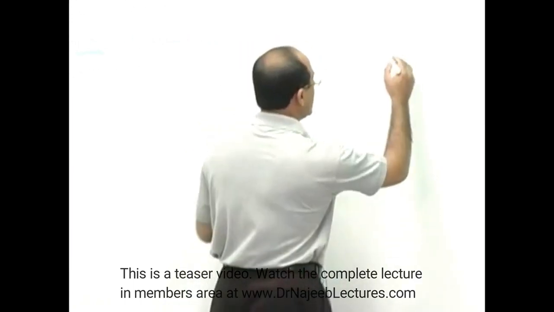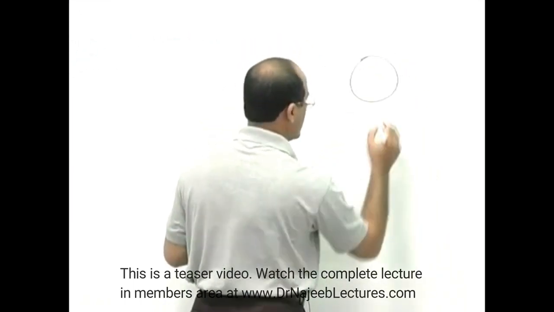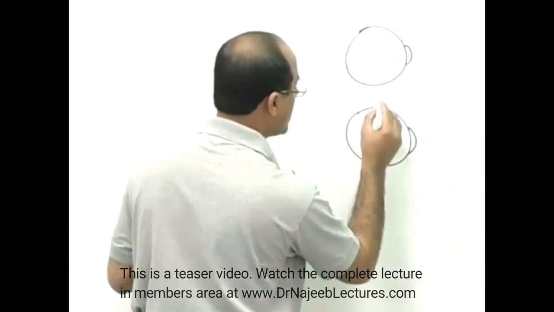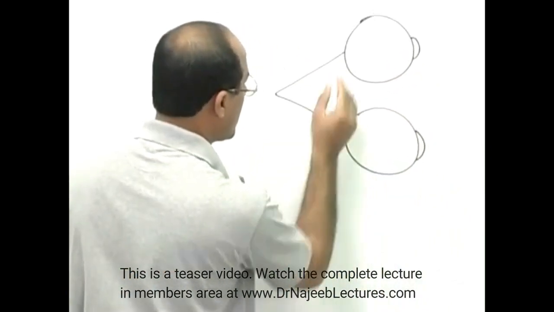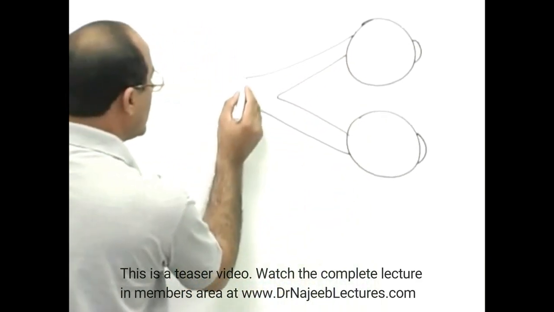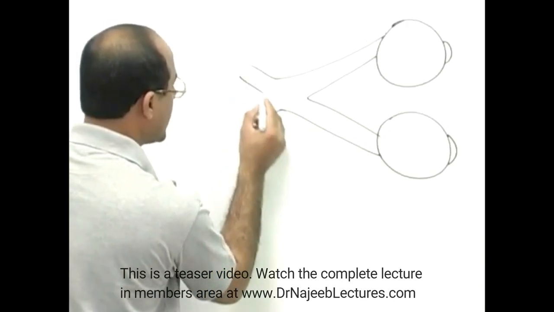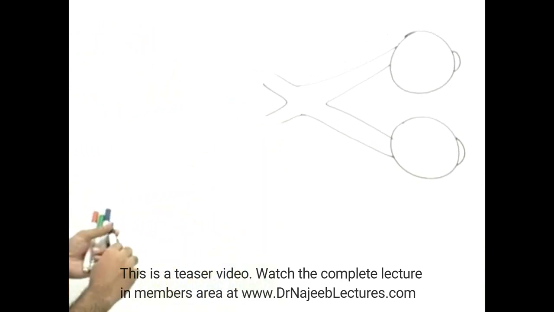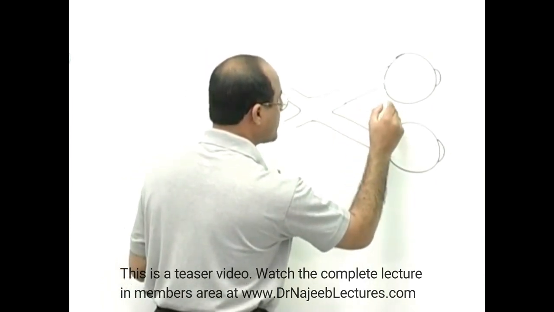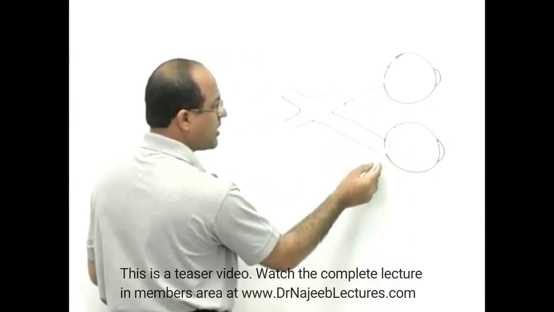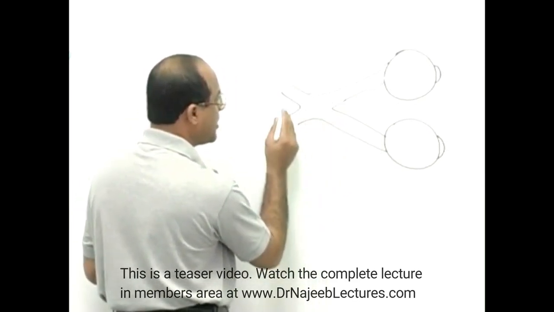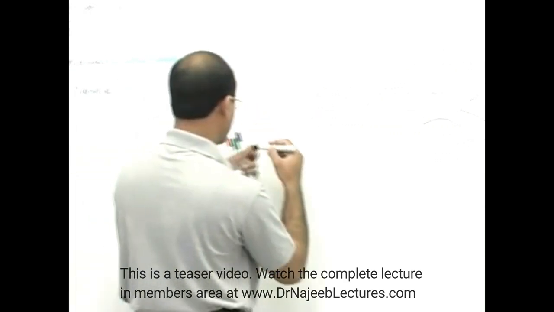We must know that optic nerves extend from the back of the eyeballs up to the chiasma. Optic nerves start from the back of the eyeball, and they carry the fibers centrally to the optic chiasma. From the optic chiasma, let's suppose here is the midbrain.